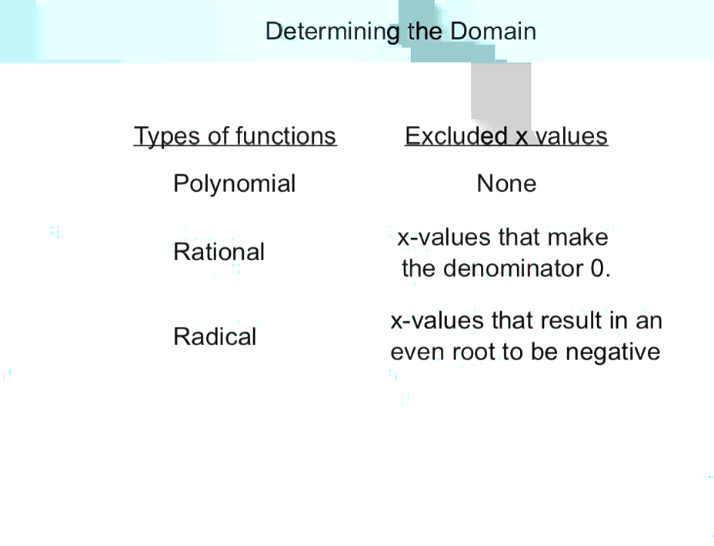Now I'd like to look at different types of functions and determine the domain. That is, possible values of x. So if I'm looking at a polynomial function, there are no x values that I need to exclude, which means the domain is all real numbers. For rational equations, meaning I have equations with variables in my denominator, I cannot have a value of 0 in the denominator. For radical equations with even index roots, I have to have the quantity under the radical greater than or equal to 0. It cannot be negative.